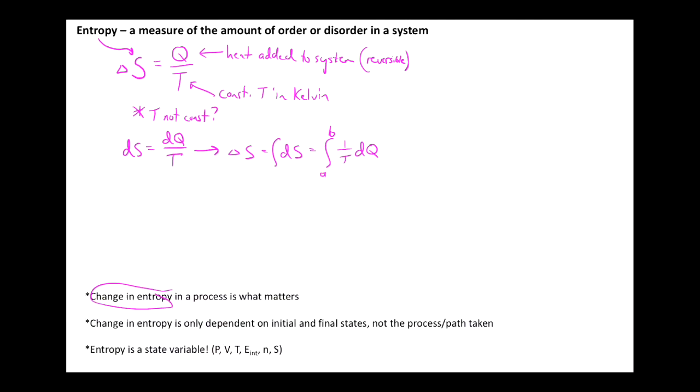And also, entropy adds to our list of state variables. It describes what condition the system is currently in. So the system has a pressure, a volume, a temperature, an internal energy, a number of moles, how much is there, and also an amount of disorder that's inherently in the system at a given point in time. So entropy is also one of our state variables.